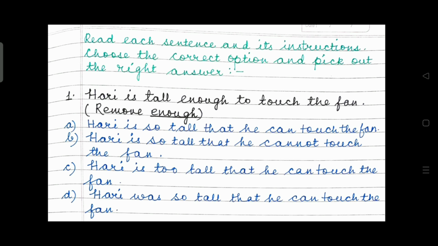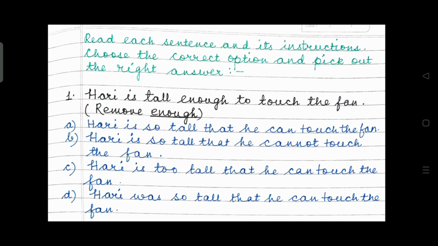Semester 1 examination, multiple choice questions. Read each sentence and its instructions, choose the correct answer and pick out the right answer. Hari is tall enough to touch the fan, remove enough. A: Hari is so tall that he can touch the fan. B: Hari is so tall that he cannot touch the fan. C: Hari is too tall that he can touch the fan. D: Hari was so tall that he can touch the fan.